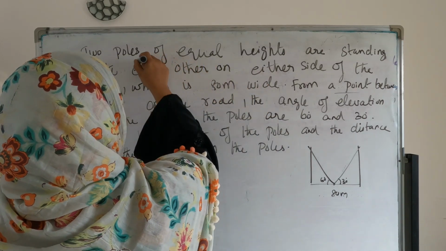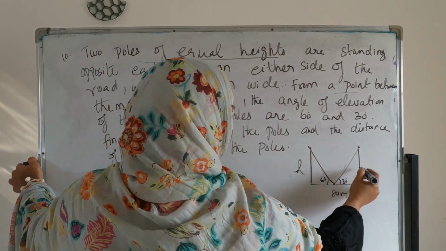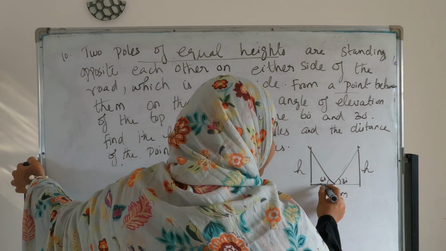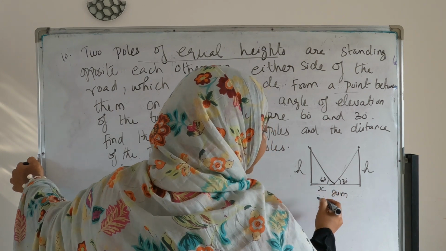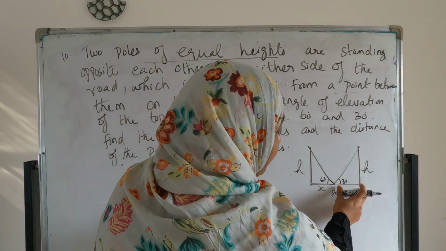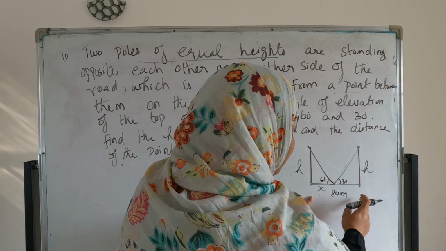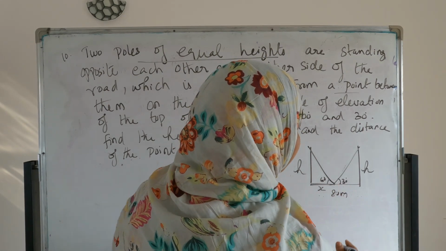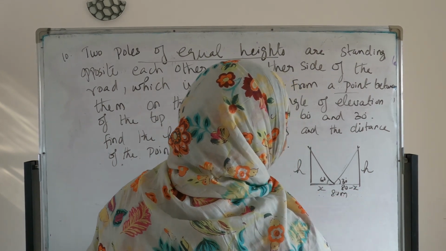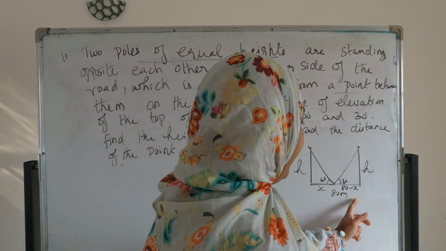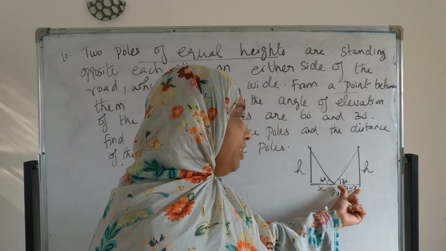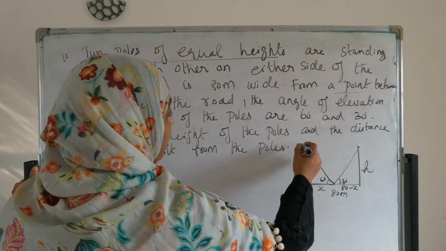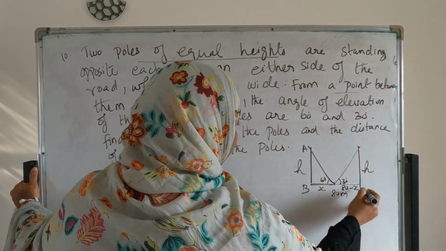And both of the poles are of equal heights, so we will give the same variable to both. And this distance, which they are asking and I don't know, we will keep as x. Total is 80 and this part is x, so what is the balance? 80 minus x. Clear? Now we will give names to this one: A, B, C, D.